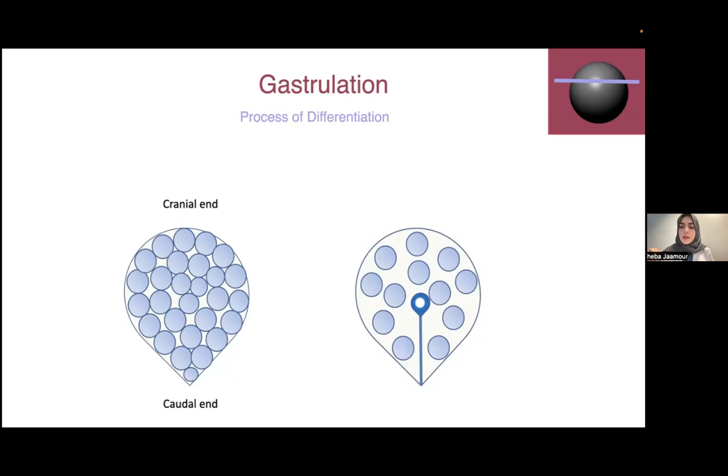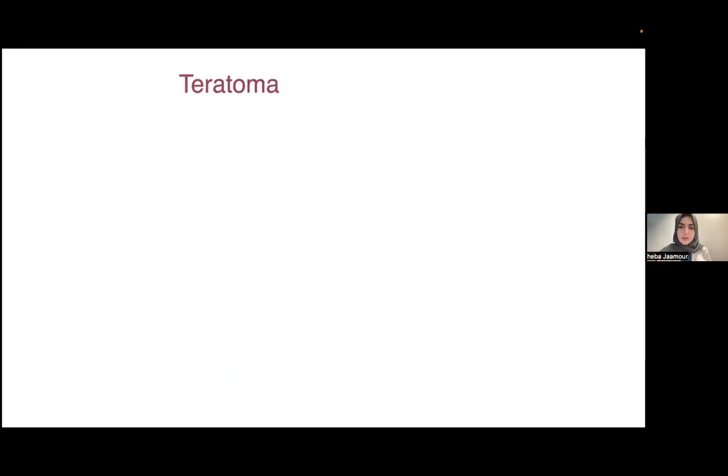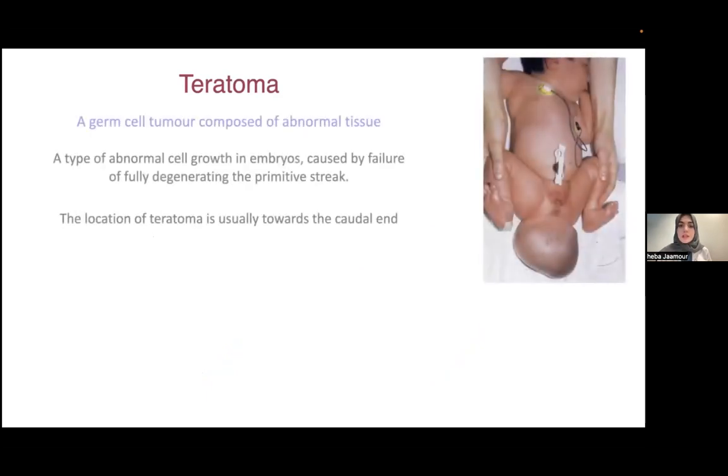And lastly, the most important step is that the primitive streak, the primitive node, and the primitive pit have to degenerate. So what if they don't degenerate? Very good question. We get what we call a teratoma. A teratoma is basically a germ cell tumor composed of abnormal tissue. And this is a picture of how it looks, okay?